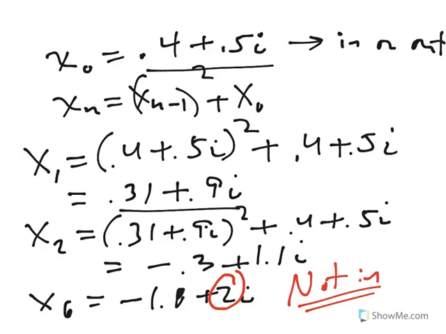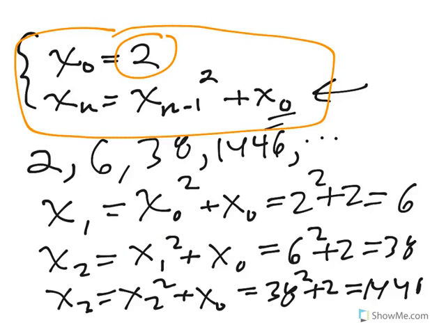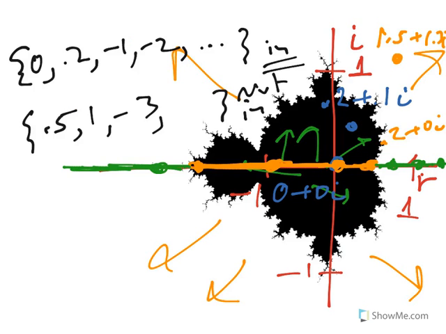Officially, as long as the absolute value gets bigger than 2, we can say it's not in. If either of these numbers is bigger than 2, then its absolute value is going to be bigger than 2 also. So it turns out that 0.4 plus 0.5i is not in, and that is why on this picture, it would be somewhere over here, 0.4 plus 0.5i, and it would be colored in white.